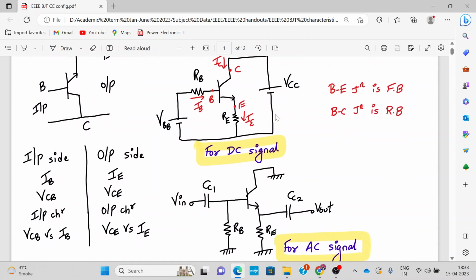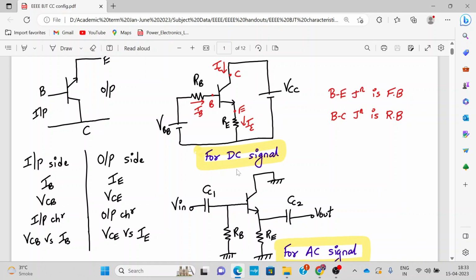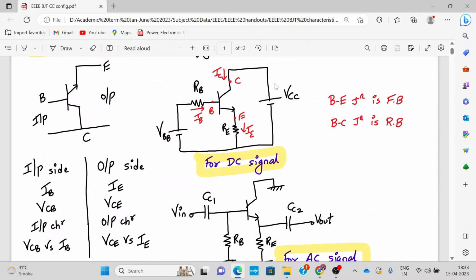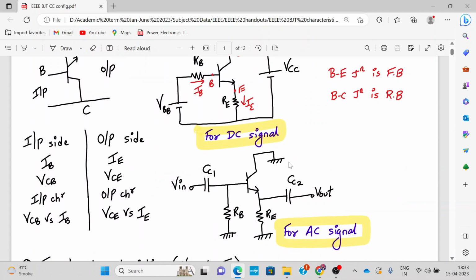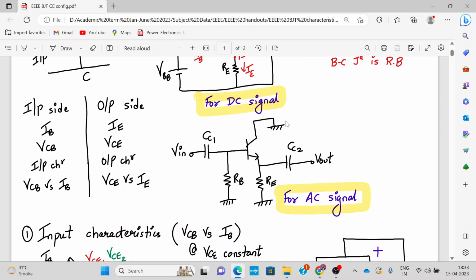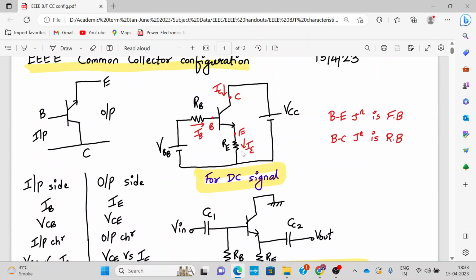When you study the advanced course on BJT, you will understand why it is done so. For AC signal we don't consider the DC values and we only consider the time varying quantities. That's the reason why it is connected like this. Whereas the DC signal is only used for biasing the BJT in the proper active region.